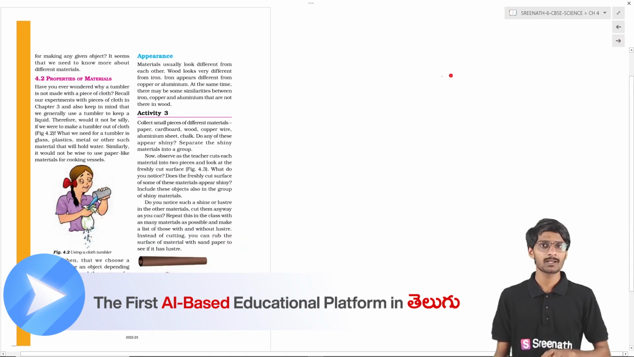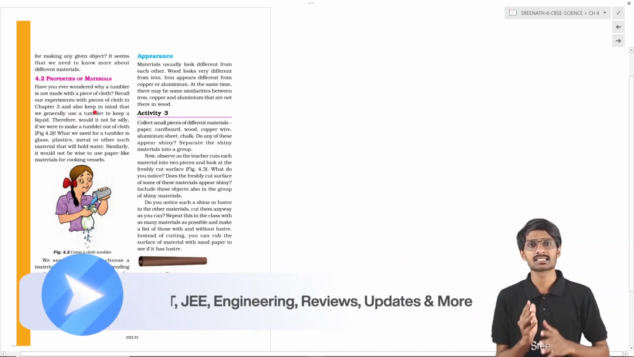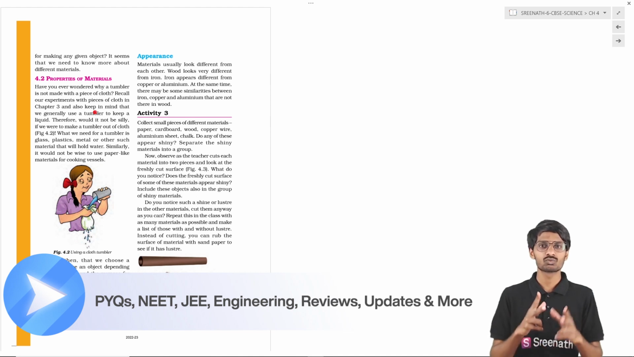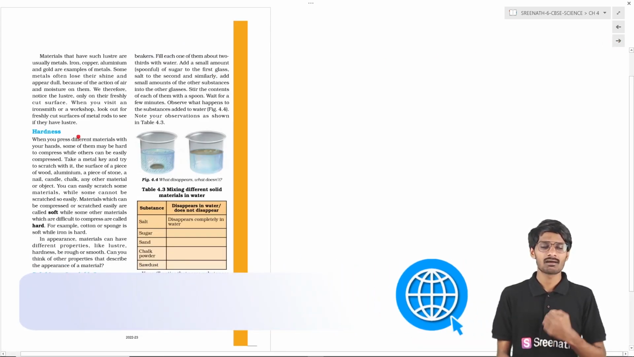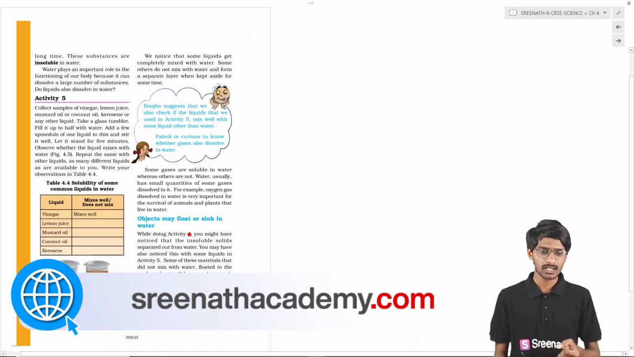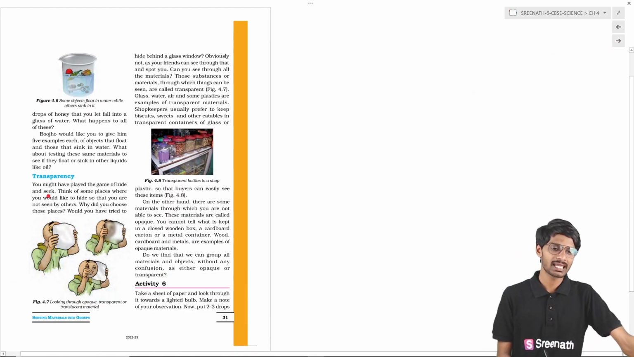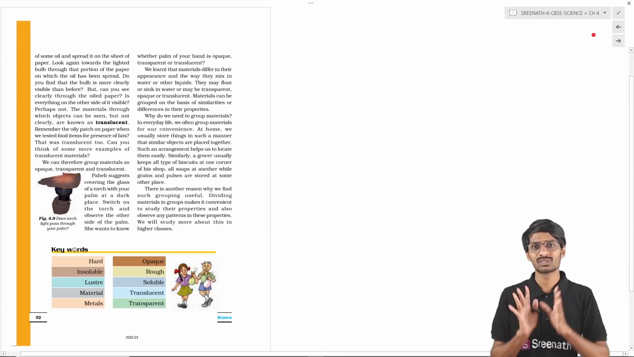That is the first topic, and the second topic is the properties of materials. So different materials have different properties, and by knowing the purpose and the properties of the materials, we can use those materials to make different objects, students. Some of the properties are appearance of the materials, the hardness of the materials, soluble or insoluble in water, and whether objects float or sink in water. So that is one type of property. And next thing is the transparency of the materials. So all these things we are going to discuss now, students.